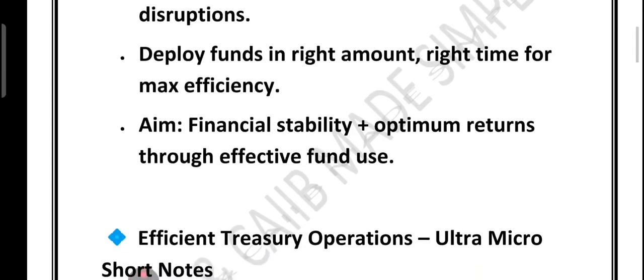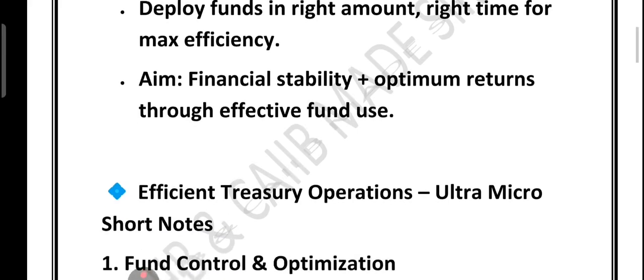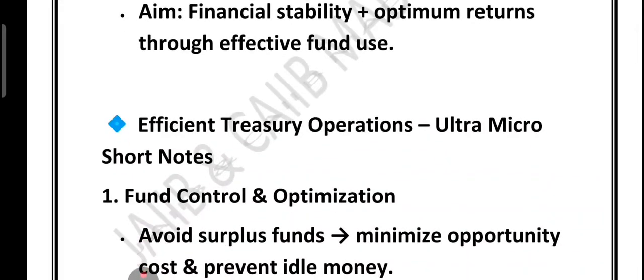So in short, we can say that macro treasury keeps the economy stable while micro treasury keeps business running smoothly. If I ask you which treasury keeps the economy stable, the answer is macro. And which treasury keeps business running smoothly? It is micro. The goal of both is simple: to ensure that there is enough money at the right time, at the right place for maximum efficiency and financial stability.